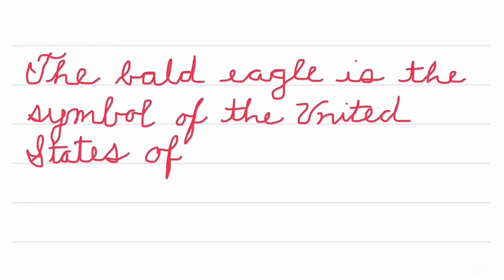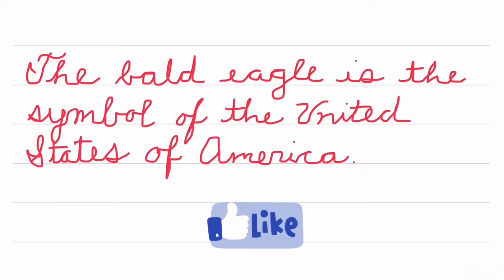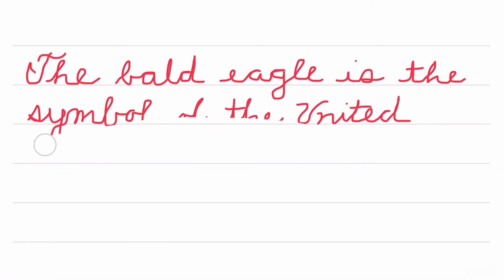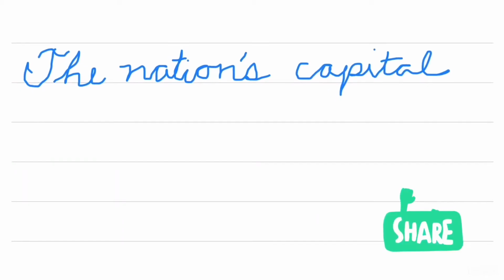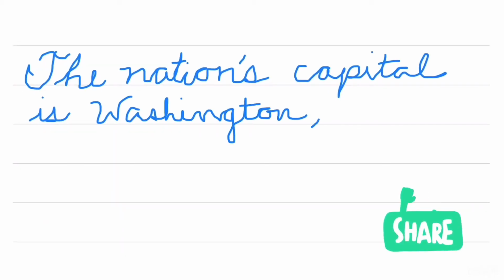The next sentence, "The bald eagle is a symbol of the United States of America." So please write that in cursive and always pause if you need to. After that, we have the nation's capital is Washington, D.C.